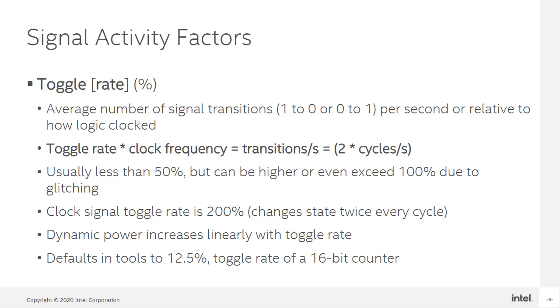Dynamic power increases linearly as the toggle rate increases. In the PTC, signal toggle rates default to 12.5%. This corresponds to the toggling of the output signals of a 16-bit counter.